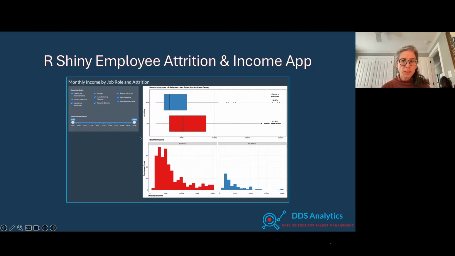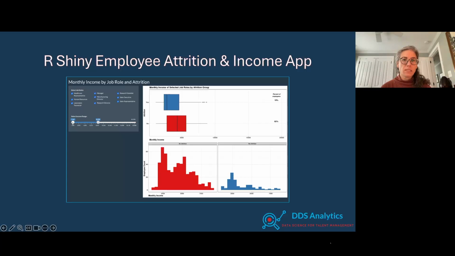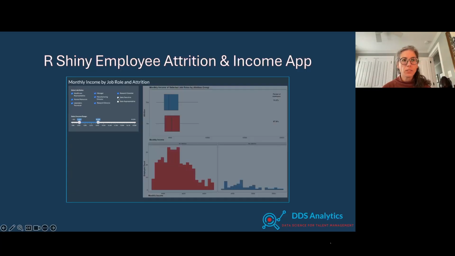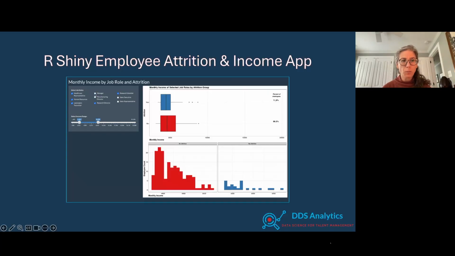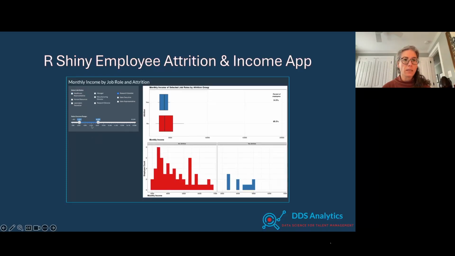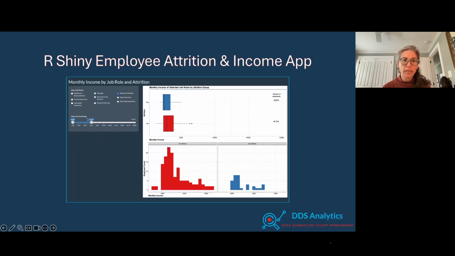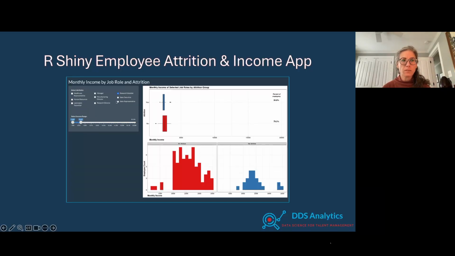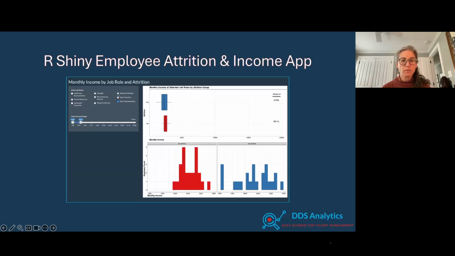So I'm going to play a short demo of this interactive app that I developed. I'll start it now. And what this app does, it displays the distribution of monthly incomes for each attrition group for any individual job role or any combination of job roles. And you can specify the income range that you're interested in and the specific job roles that you'd like to see. And as you change those parameters, it updates the percent of attrition and the distribution of monthly incomes. The link to this app is on the last slide of the talk.